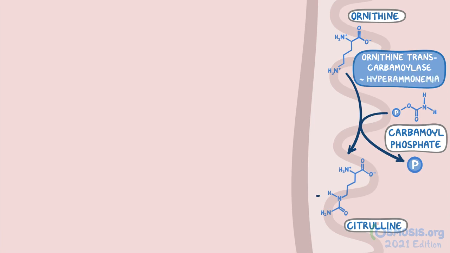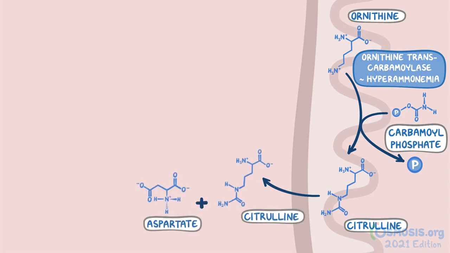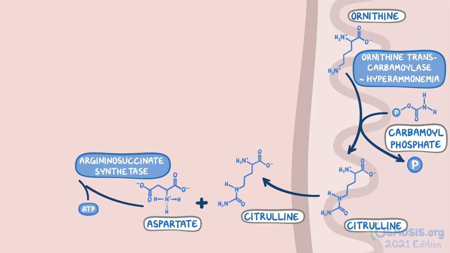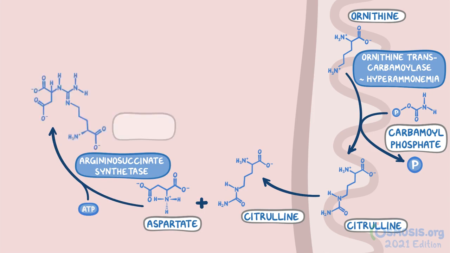Next, citrulline goes from the mitochondria to the cytoplasm, where it meets up with aspartate. The enzyme argininosuccinate synthetase uses the energy of an ATP molecule to combine citrulline with aspartate to make argininosuccinate. So now aspartate has provided the second and final nitrogen group, which will be part of the final urea structure. But we have to continue playing with the clay until we fully get urea.